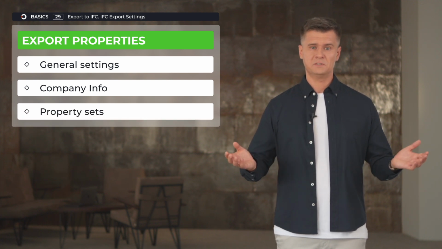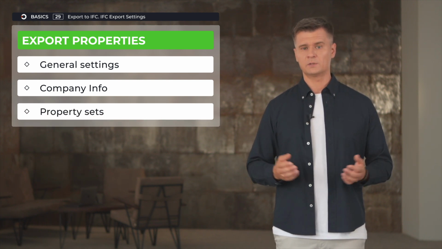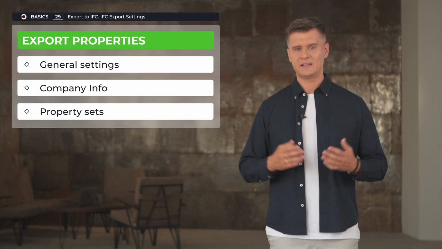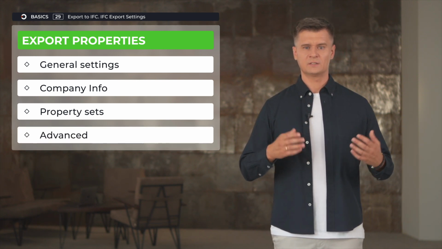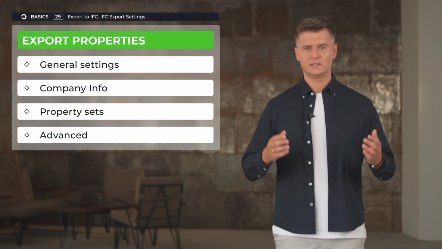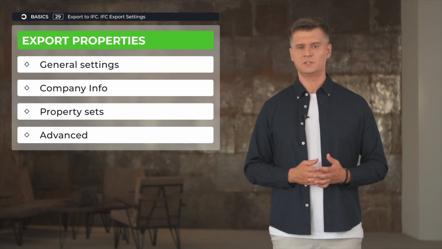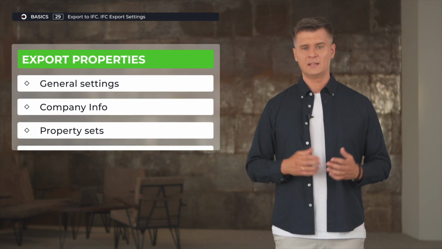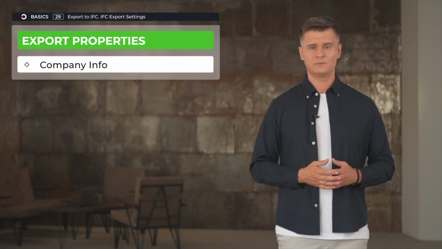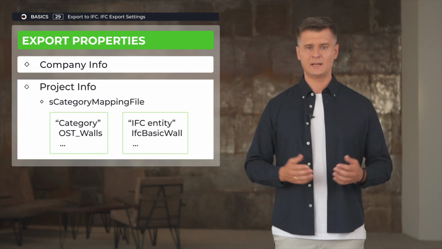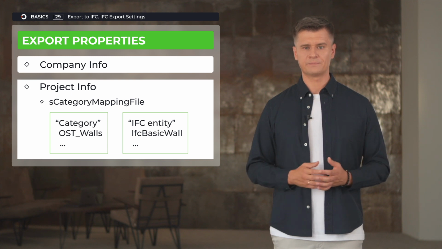Property sets define the settings for export of different property sets. Next, advanced. This group of settings includes the settings that provide advanced export customization capabilities. The names of company info and project info settings groups quite clearly define the usage area.